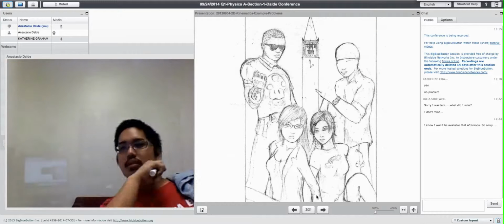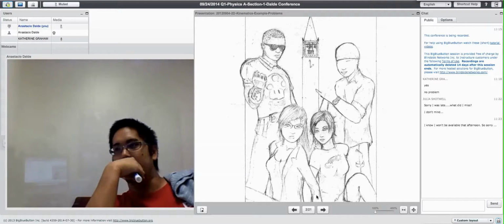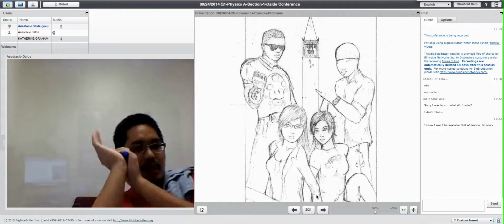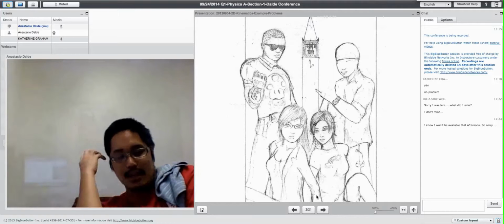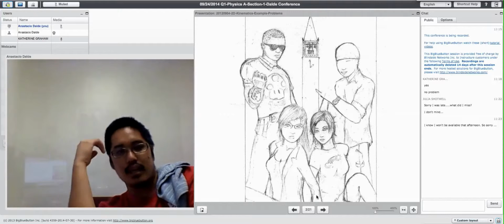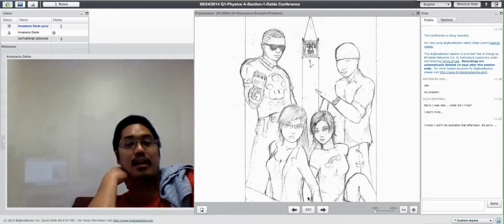So I wrote out some example problems. They should be pretty interesting and fun. I'm excited to do them. And it's actually all based off of a comic book, because physics is applying math to the real world. And if we're applying math to the real world, then we should make it fun. And the way I'm making it fun is I'm just saying, all right, let's do a comic book instead.